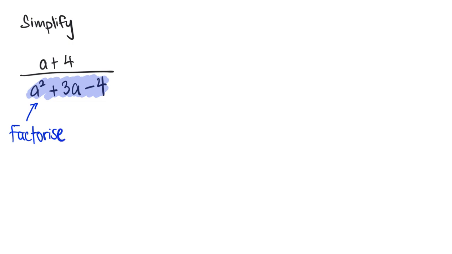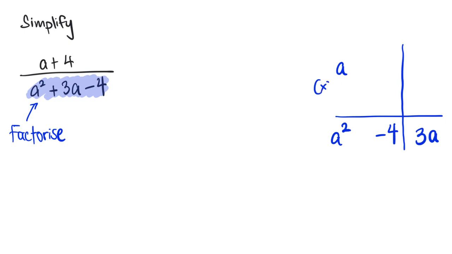So I'm going to apply what I have learned previously using the cross method. I will have my a squared and negative 4 here, positive 3a here, such that a times a equals a squared. Now, there is this negative sign. So when I consider the factors for 4, I must choose the pair that can give me 3.